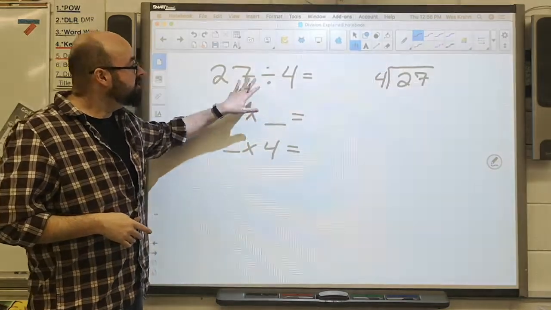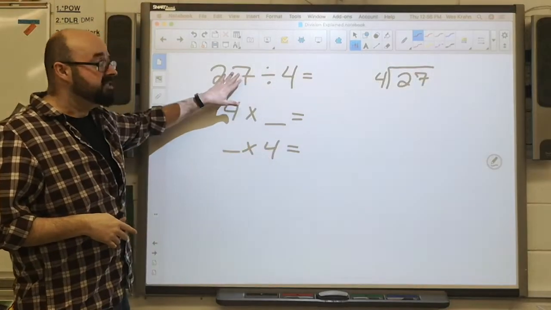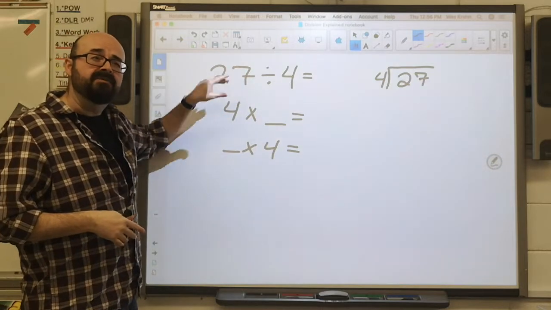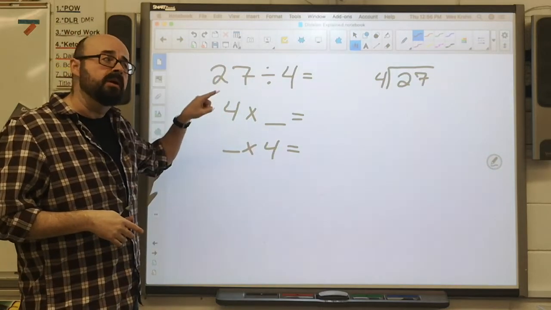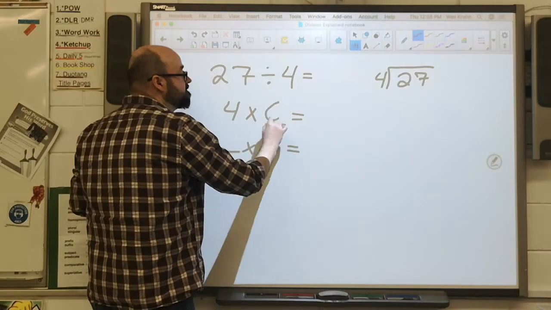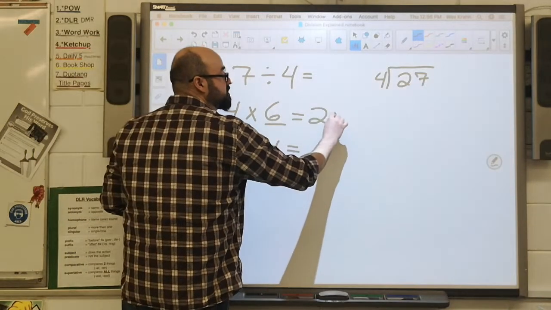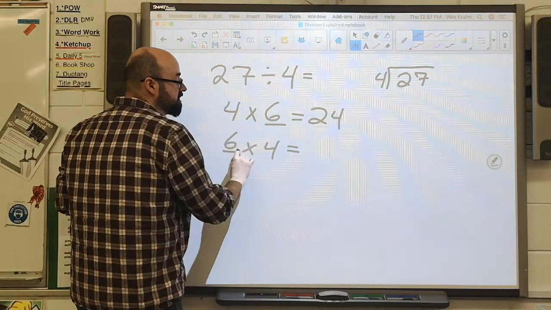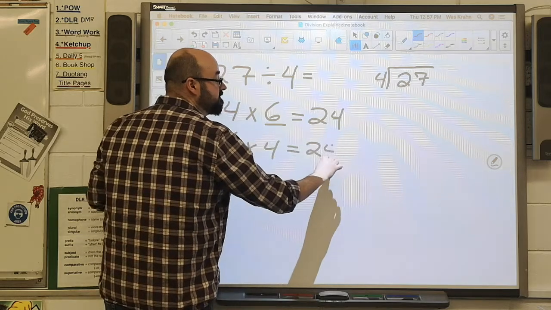20 is not going to be enough because that will mean that there is 7 more that I will have left to share with those 4. I can easily fit another 4 into there. So I'm going to say 6. 4 groups of 6 is 24. 6 groups of 4 is 24.